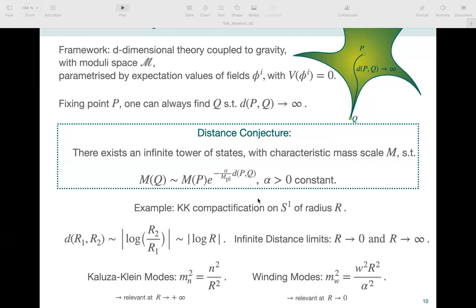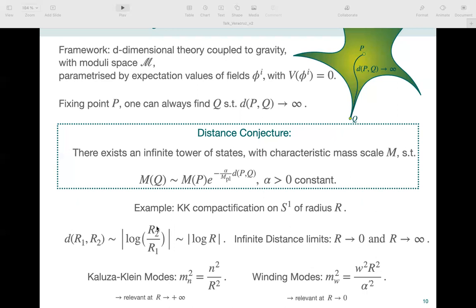It's the Kaluza-Klein compactification on a circle of radius r. The distance is logarithmic between the radius of the initial circle and the final circle. I just parameterize this as r because the actual points are not really important, only the relative difference. We see that the two infinite distance limits are 0 and infinity. And then the idea is that if you compactify just the usual field theory, you have the Kaluza-Klein modes that are scaling as 1 over r.